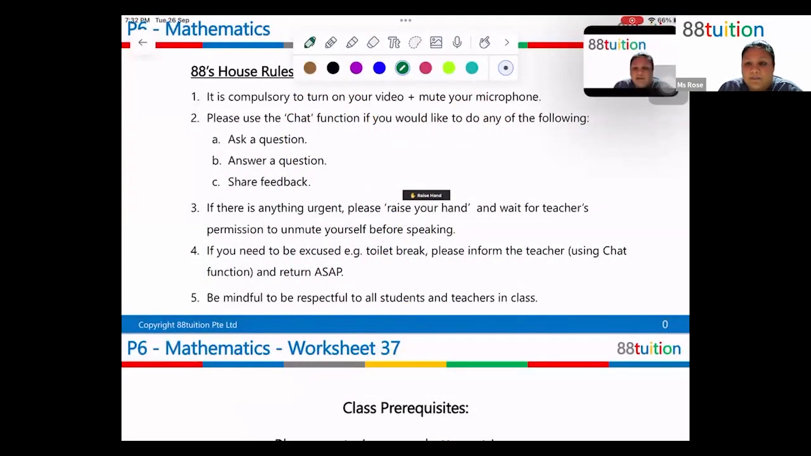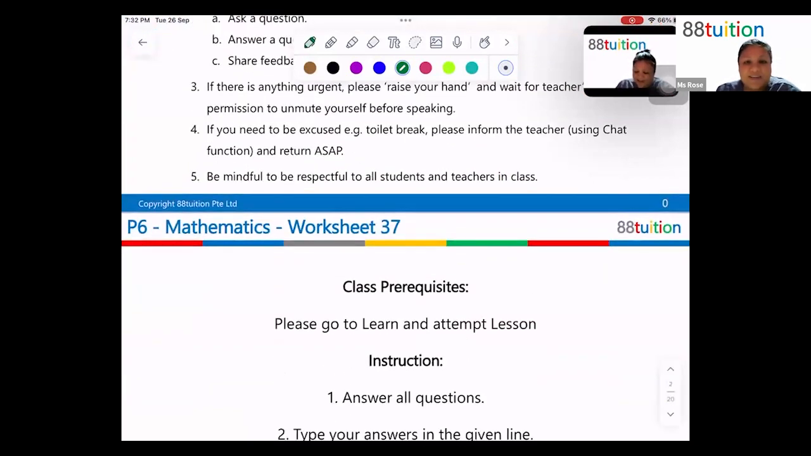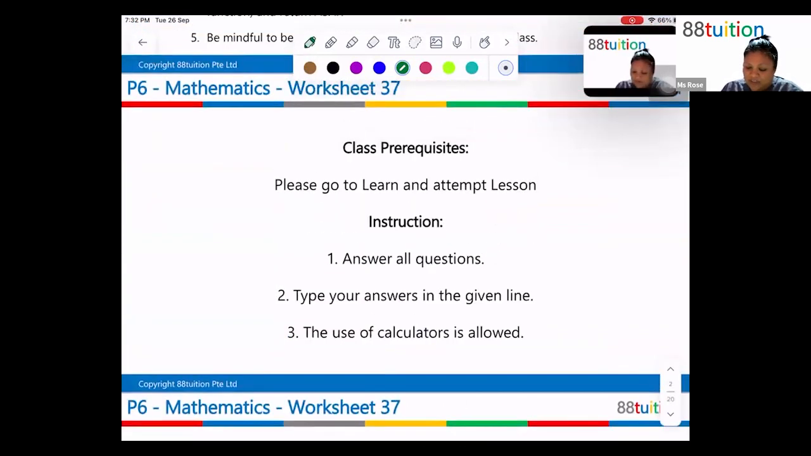Hey, all right. Can't wait for PSLE to end. Okay, aren't we all? So, one last revision.